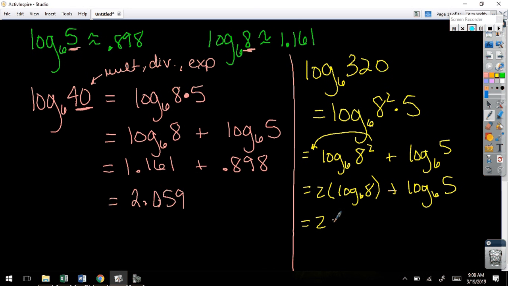So log base 6 of 8 is 1.161, and log base 6 of 5 is 0.898, and then you would get what? So that's 2.322. Plus 0.898 is what? 3.3. Yeah.